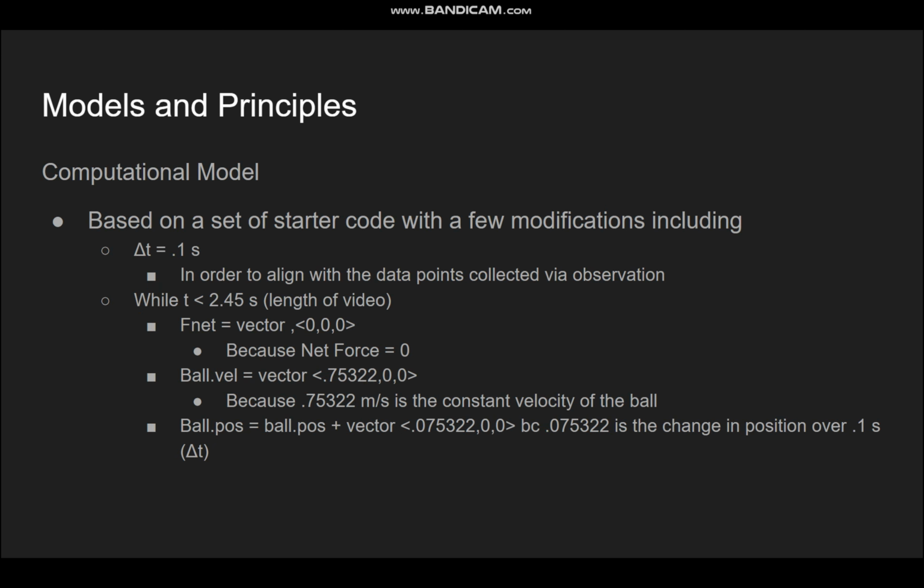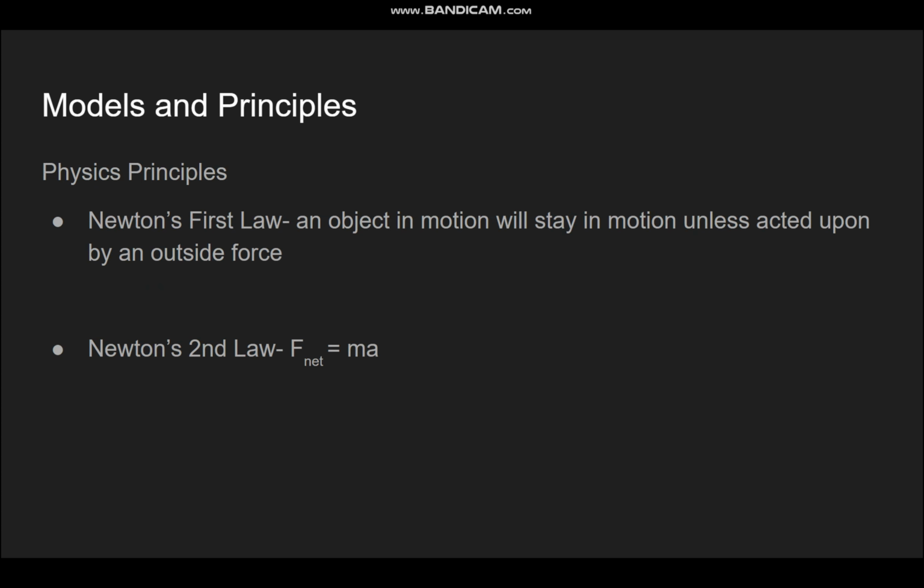The second principle that we apply is Newton's second law: the net force equals the mass times acceleration. We can approach our first statement backwards by assuming that because the ball maintains a constant velocity, acceleration equals 0 meters per second squared, and Fnet equals ma. Thus, Fnet equals m times 0 meters per second squared. Thus, Fnet equals 0 newtons. Thus, there is no outside force acting on the ball, which is what allows it to maintain the constant velocity.